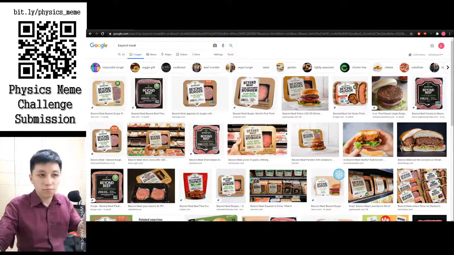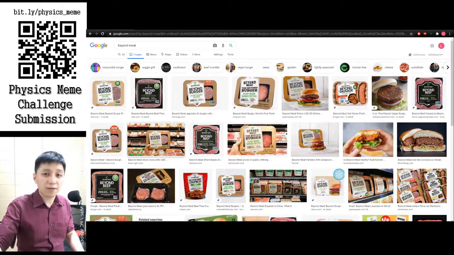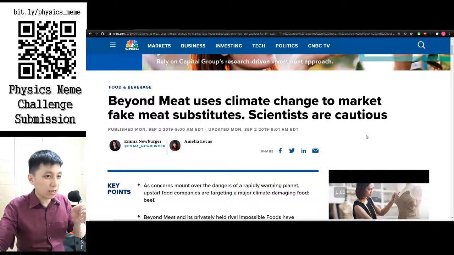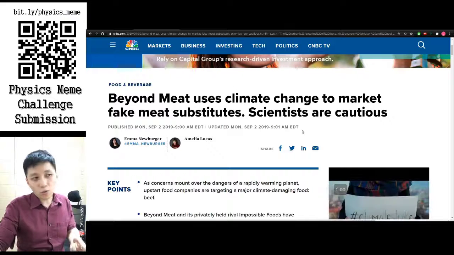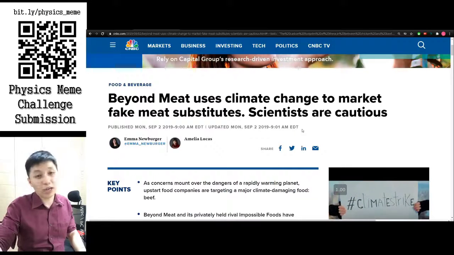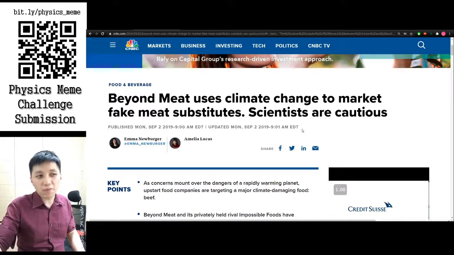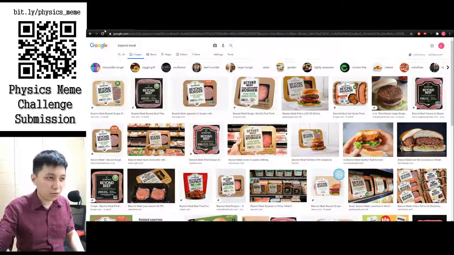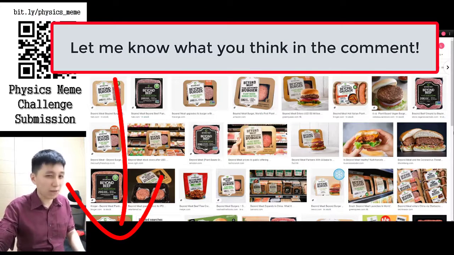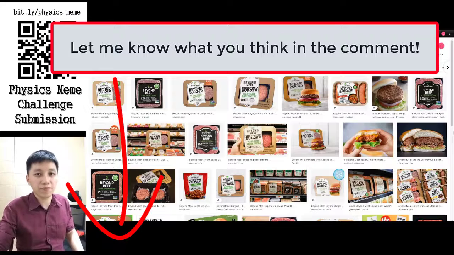So what do you think about this kind of meat? Let me know in the comment section below. One thing that scientists say about this is they are skeptical whether or not this could be a game changer, because this may not be reducing the carbon footprint as much as what the company claims. So, what do you think about these meats? Do you think it is ethical to grow this, or do you think we should do this because of climate change? Let me know in the comment section below.